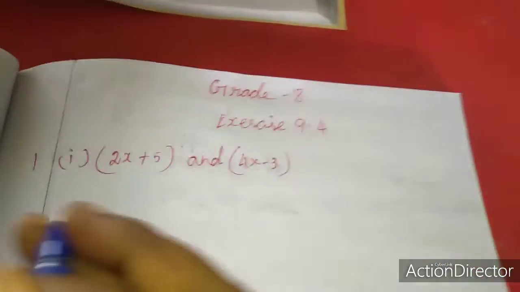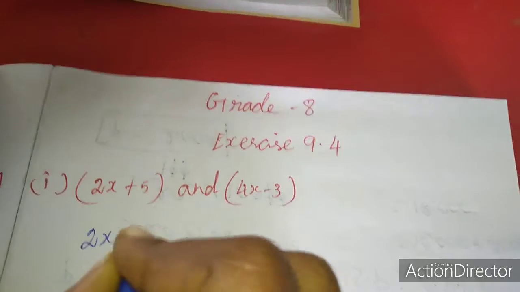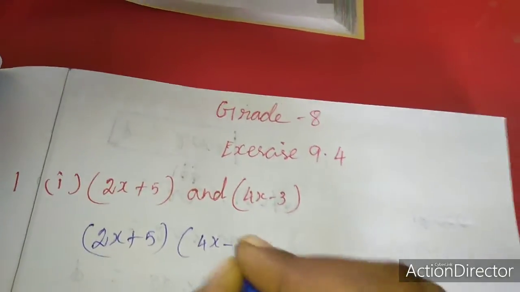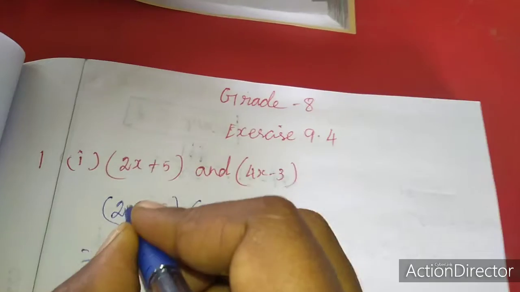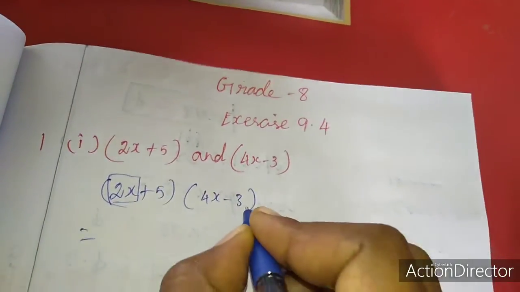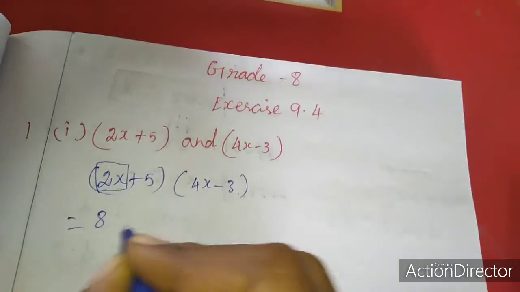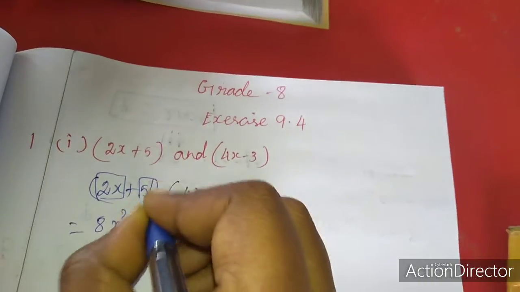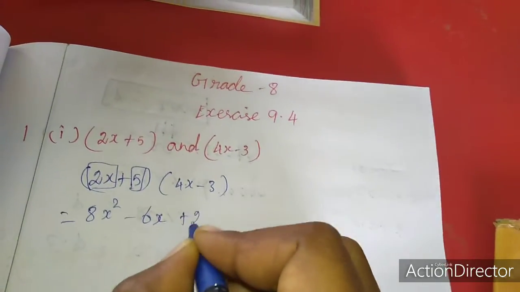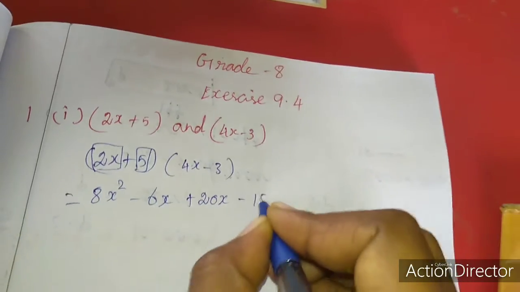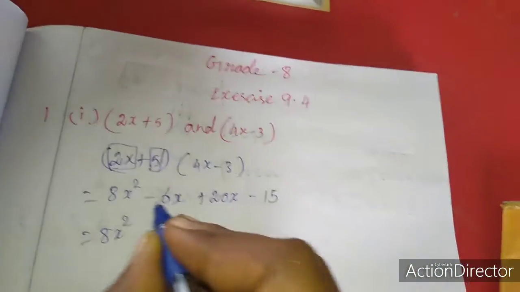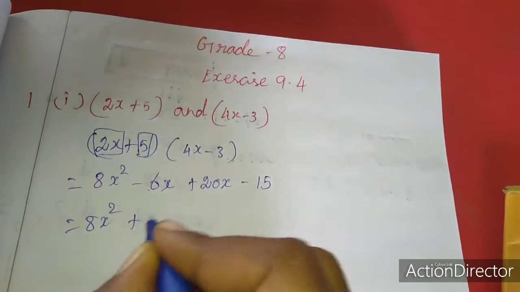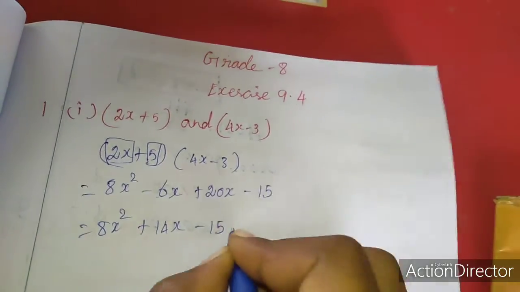First Roman, first sum, just multiplication only, see here. (2x + 5)(4x - 3). We know what bracket means, multiplication. So I am going to multiply this 2x with these two terms, okay. 2 4s are 8, x into x, x square. Then minus, 2 3s are 6, x. Then 5 4s are 20, so 20x minus 15. So 8x square, if we subtract this, we will get 14x minus 15. This is the answer for the first sum.